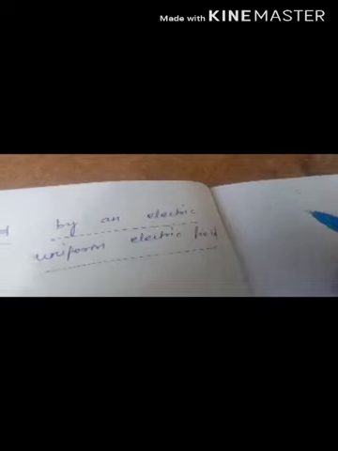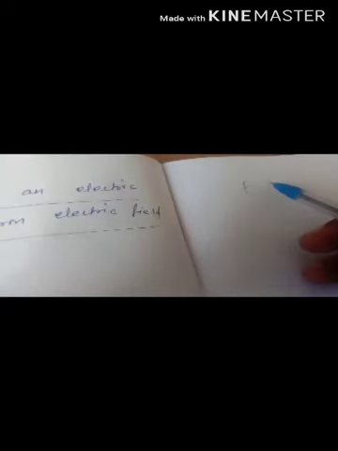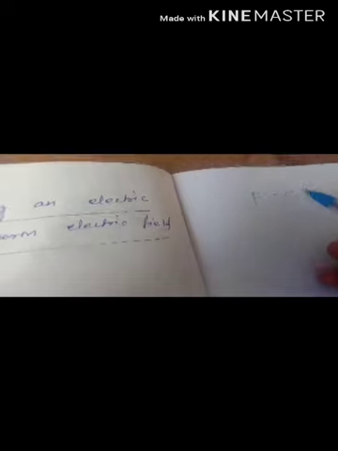Here the forces cancel each other, plus QE and minus QE. So the total net force F is equal to 0, because the two forces are in opposite directions. The force on the dipole is 0.